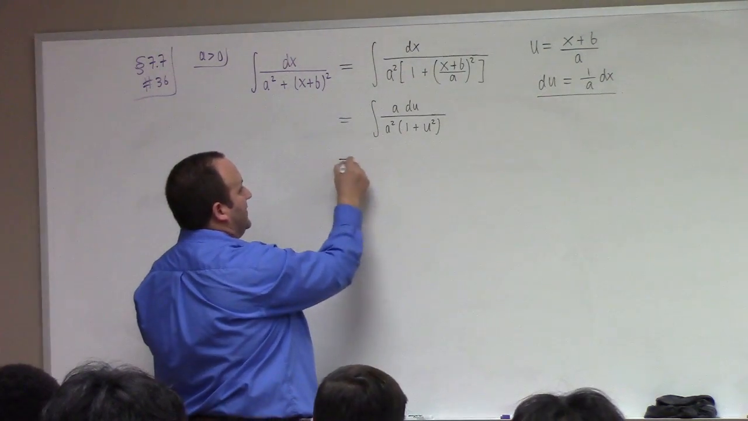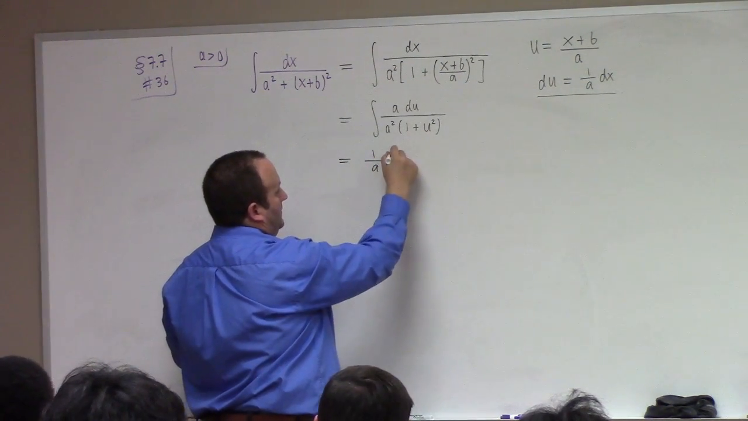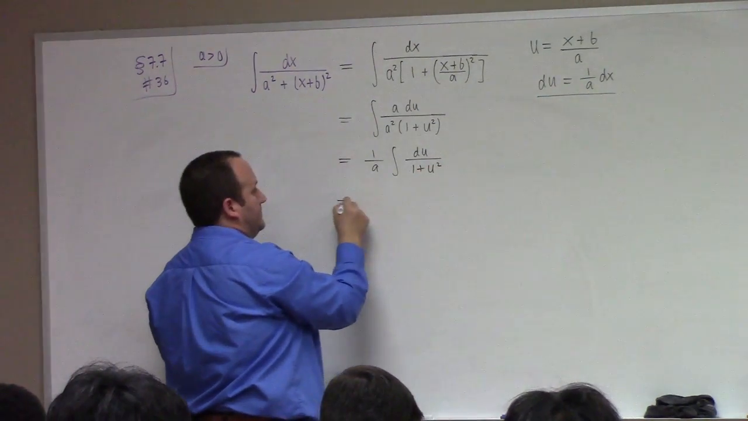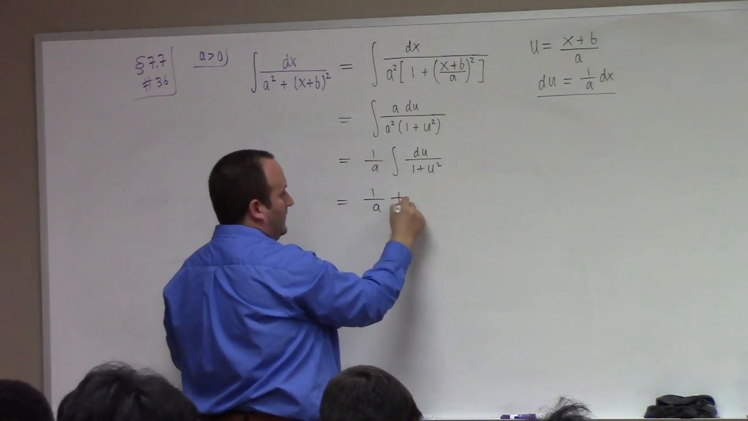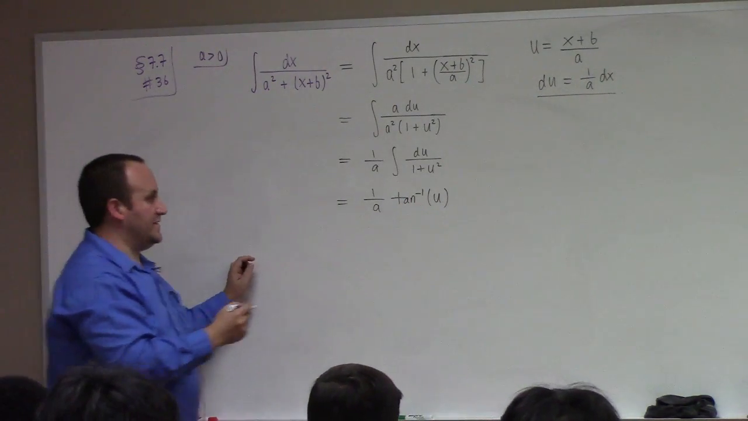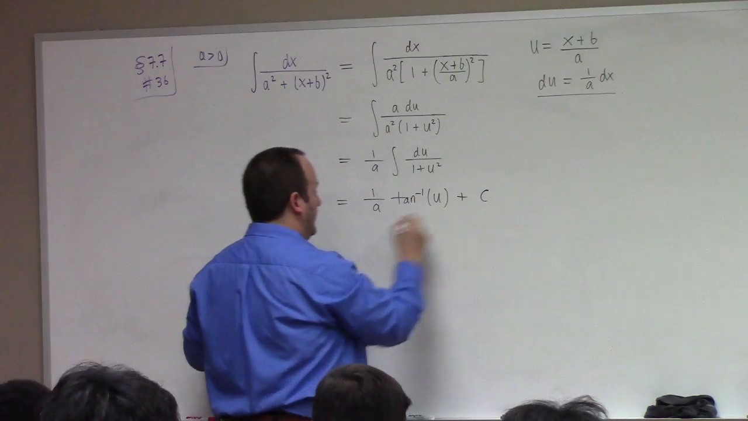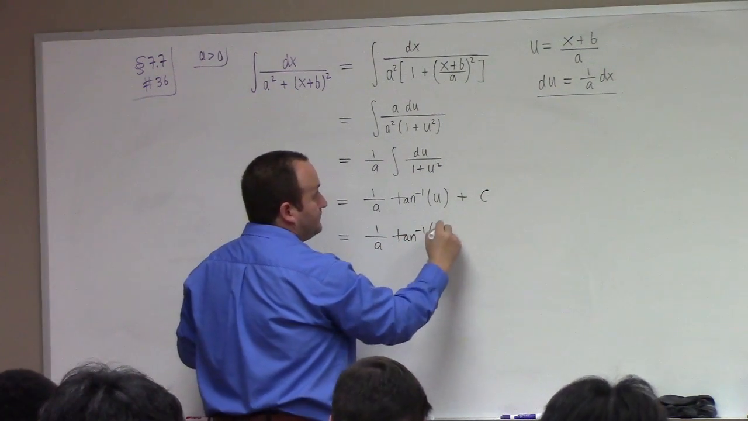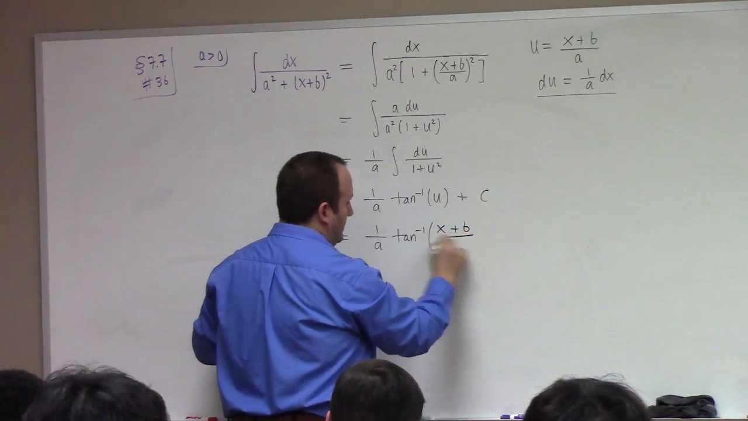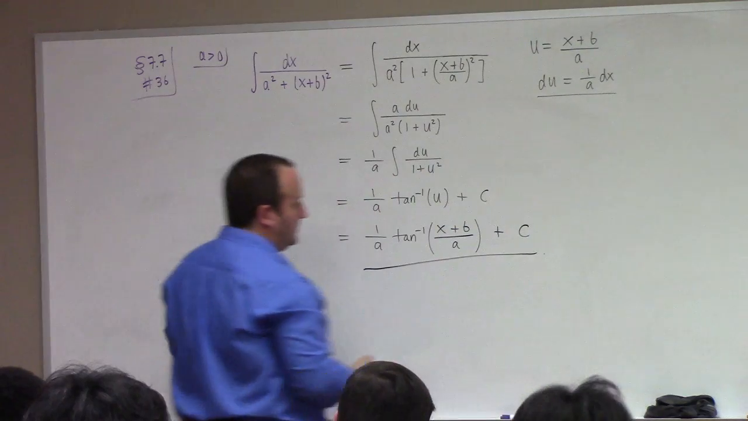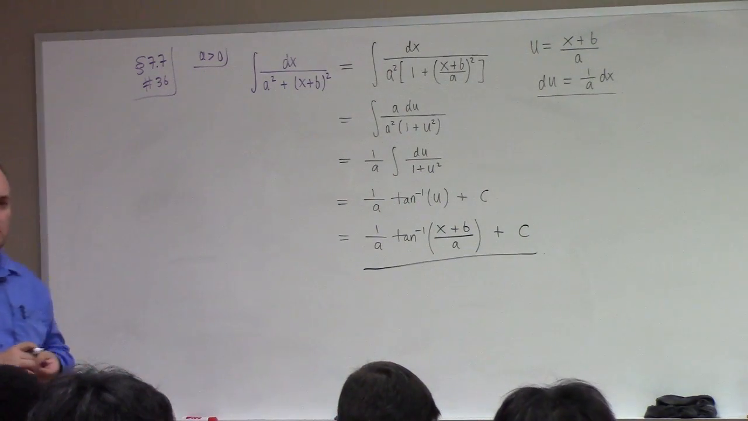So what do we got here? We got 1 over a, the integral of du over 1 plus u squared, which is what? Remember, inverse tangent plus a constant. And so what do we have? So that's how you do that one.